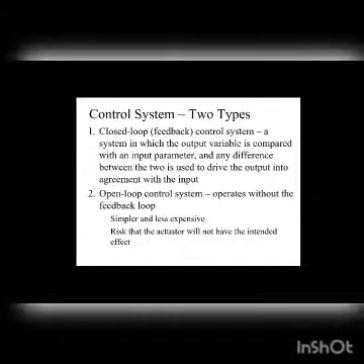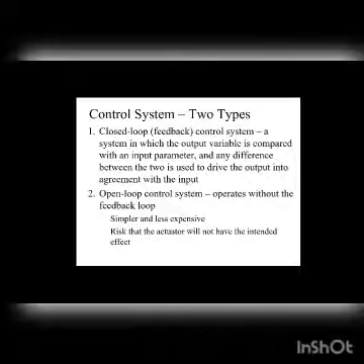Control systems. The control system is of two types. One is the closed loop control system, a system in which the output variable is compared with the input parameter, or you can simply say there is a feedback in a closed loop system, or any difference between the two is used to drive the output into agreement with the input. That is, whether it has a feedback system which checks whether the output has been already reached, or if not, the input is adjusted and the operation is performed.